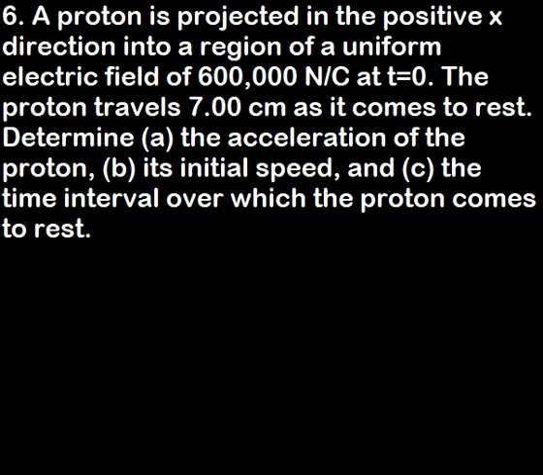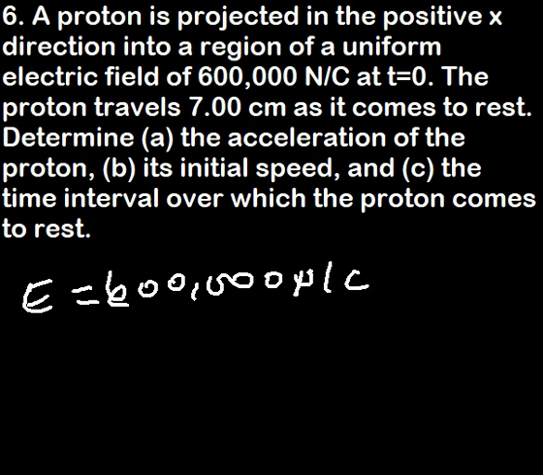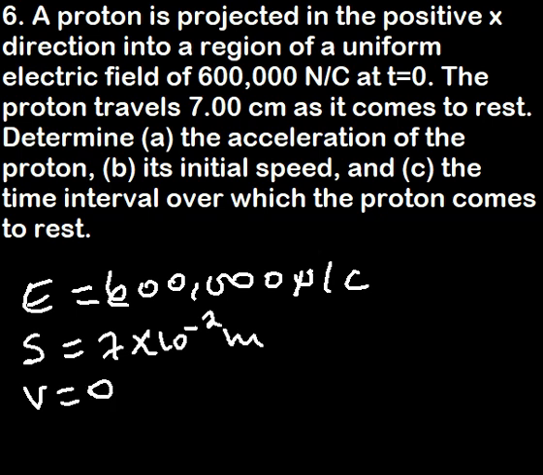And now let's also consider this question. A proton is projected in the positive x direction into a region of electric field of 600,000 newtons per coulomb at a time t equals 0. That is the starting time. Now the proton traveled some distance, the displacement, 7 times 10 to the power negative 2 meters. It comes to rest, which means the final velocity is 0.